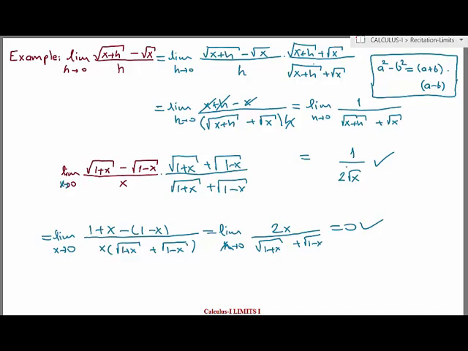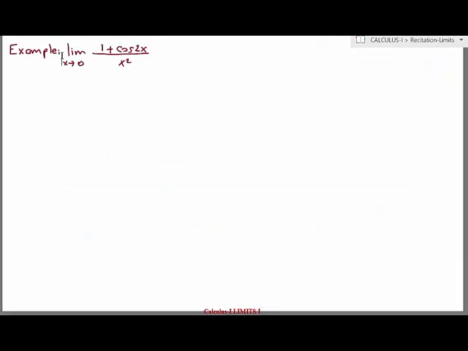Let's look at another example. It's a very simple example. Just plug the number 0 in the expression. Then we have 1 plus cosine 0, which is 1. 1 plus 1 over 0. The answer is infinity.